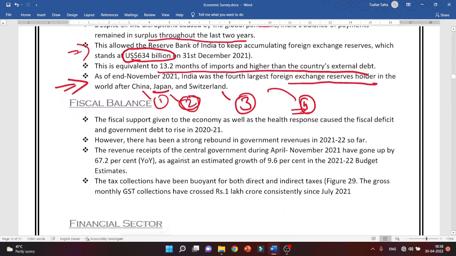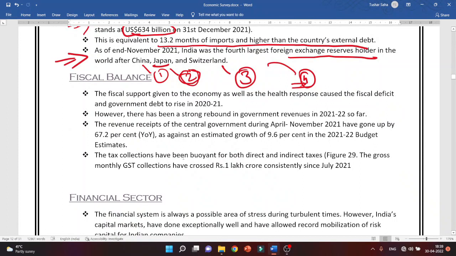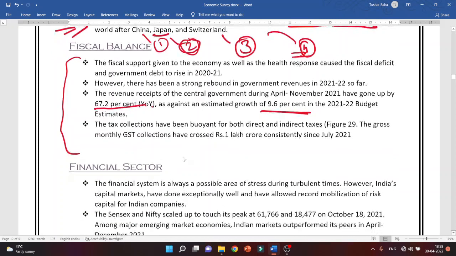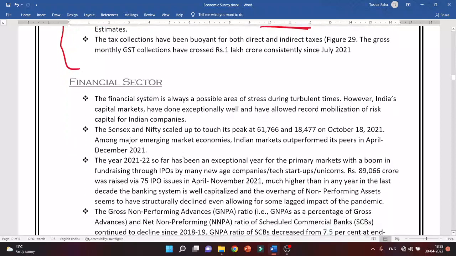Then comes the fiscal balance. Okay, so fiscal balance, you can see the important things, but yes, regarding fiscal, we have a separate chapter in the economic survey. When we go through it, we will understand, but yes, let's see. The revenue receipt for the central government has gone up by 67.2% year on year as against the estimated growth of 9.6% in the budget, right? So the tax receipt, the revenue receipt of the central government has gone up.